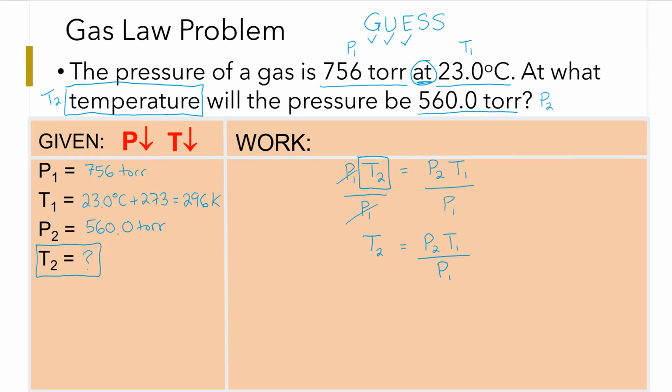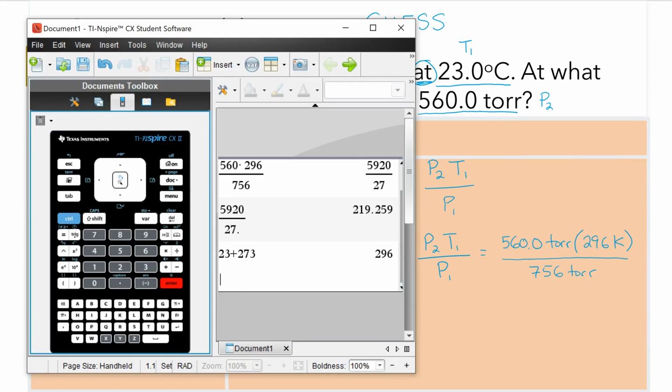The next step is to substitute my values. So that's what I'm going to do. I'm going to plug in my values. So P2 is 560 torr times T1, which is 296 Kelvin, divided by P1, which is 756 torr. So I'm going to use my calculator in order to solve this.